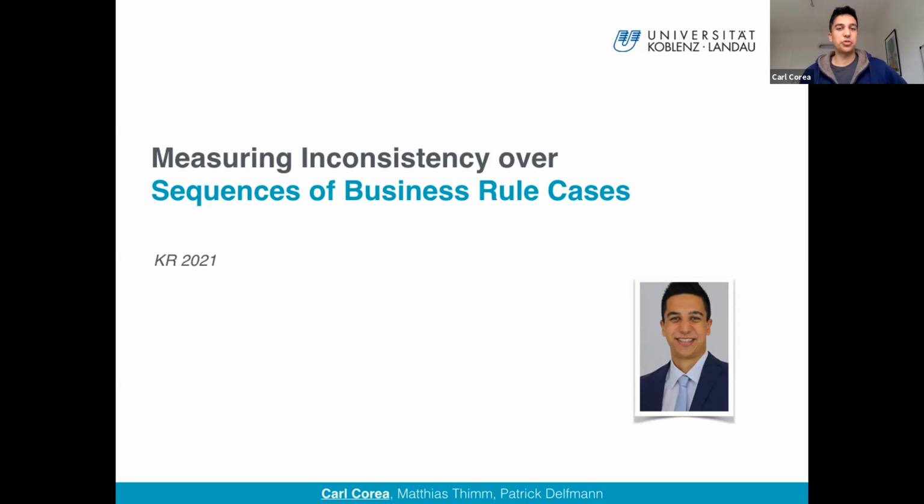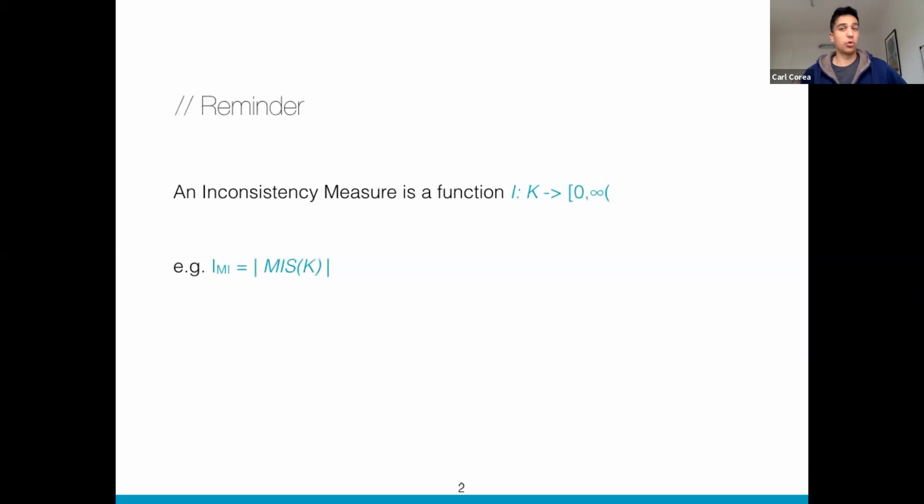So this paper is about measuring inconsistency. Just want to give you a quick recap on what inconsistency measurement is. Basically, inconsistency measures are functions that try to quantify the severity of inconsistency in a knowledge base with a non-negative numerical value. So basically, the higher the value, the more inconsistent the knowledge base is. And a very basic baseline measure is the IMI inconsistency measure, which, for example, counts the number of minimal inconsistent subsets in a knowledge base.